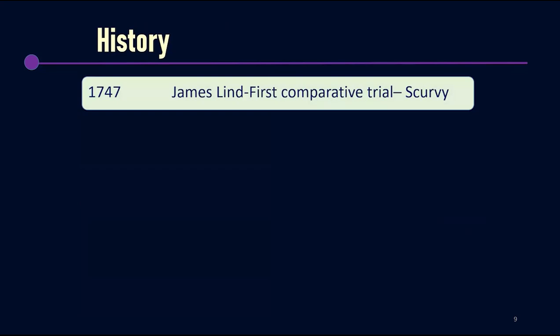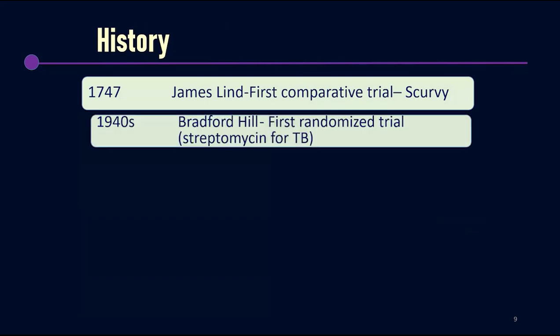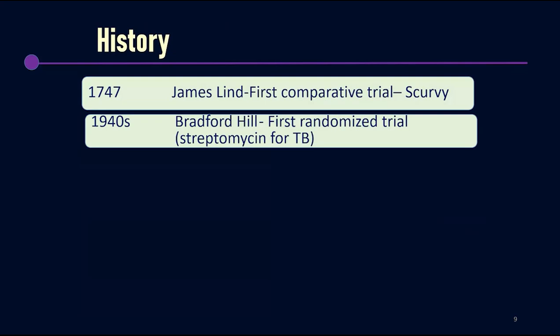Briefly talk about the history of evidence-based medicine. Dr. James Lind is the first person to do a comparative trial for the treatment of scurvy back in 1747. The concept of doing a randomized control trial to prove or disprove the usefulness of a drug was started, and Dr. Bradford Hill conducted the streptomycin trial for tuberculosis in 1947. And for the first time, tuberculosis was considered to be a treatable disease.